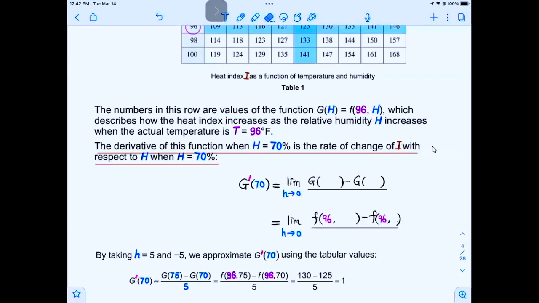Now, according to the definition for derivative, it's the limit of a difference quotient. What difference quotient should I put? G of what? G of 70 plus h minus G of 70 over h. That's the definition for the derivative. Okay, good job.